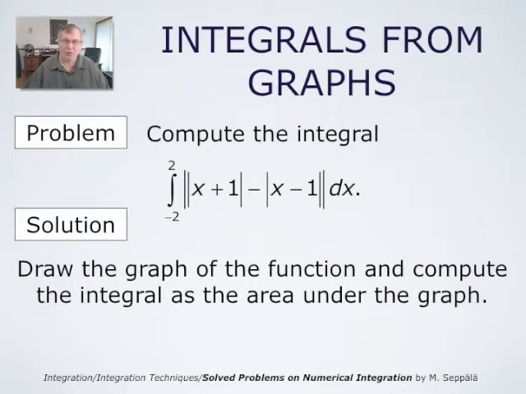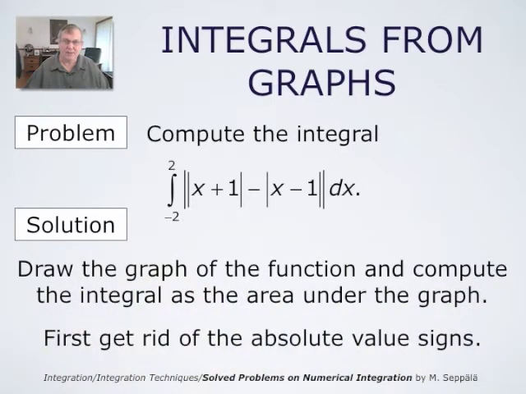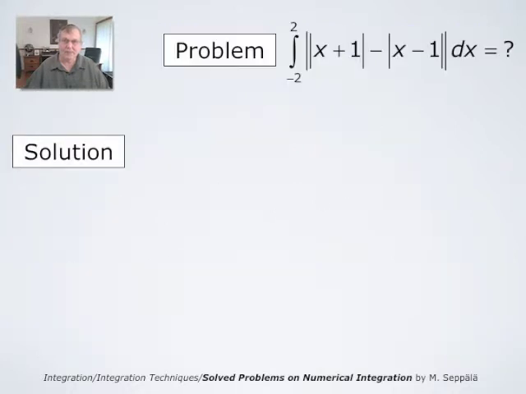In order to be able to draw the graph of this function, we first have to get rid of the absolute value signs. So we have to split the x-axis into parts so that we can get rid of the absolute value signs in these different parts.